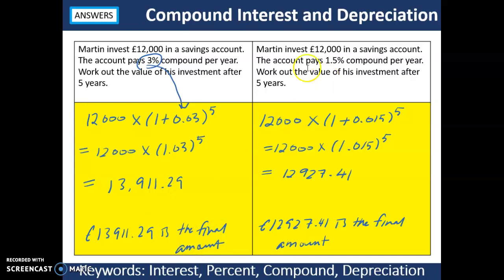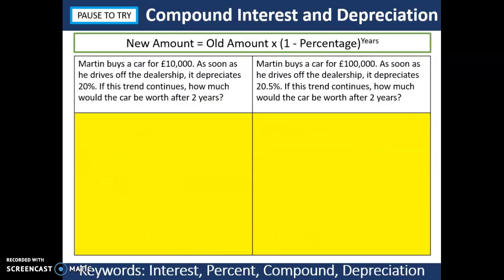The second thing to watch out for in this question is this. If they try to throw a, let's say, 1 point something percent or whatever it is, it doesn't matter. Just be careful when you write this out. So in this case, if 3% is 0.03, make sure that you write it out as 0.015 as your percentage, you add it onto it, and job done. You get yourself 12,927.41. Here's another one for you to try. This is depreciation. Give it a go.